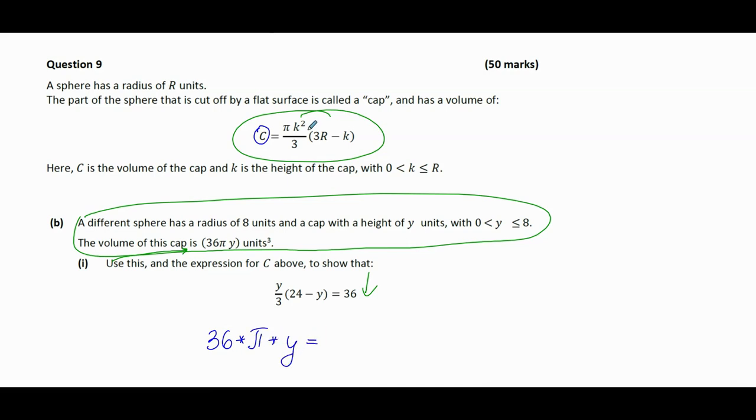And that is equal to the other side of the formula, so pi multiplied by not k, because they are telling us that the height of the cup, which k represents, is y. So we are just replacing our letter k with y to the power of 2 divided by 3, and that fraction is multiplied by the bracket 3 multiplied by r, the radius, and here we are told that this sphere has a radius of 8. So multiply by 8 minus, and again, instead of k, we put y.